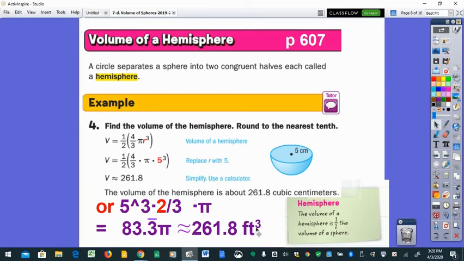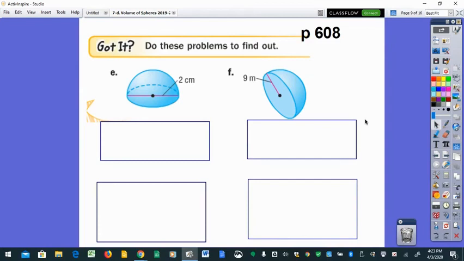Now the other option is to simply find the volume of the sphere, get that answer, and divide it in half at the end. But the danger of that is to forget to take the half at the end. So if you change the formula from 4/3 to 2/3 in the beginning, your answer will automatically be the volume of the hemisphere. Okay, guys, so let's see how you do with these hemispheres. Pause the video and see how you do with E and F. And when you're all set, play the video and we'll be ready to see how you did.